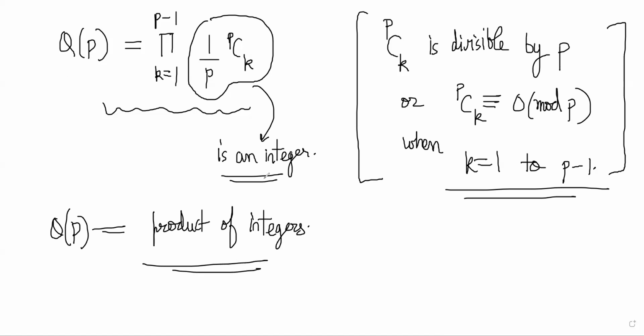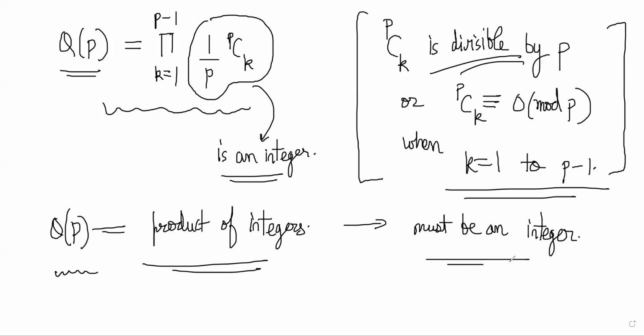We have done the simplification and we got Q over P as a product of PCk by P, and PCk is divisible by P. You can prove that yourself. And you will realize that Q over P is a product of integers, so it must be an integer itself, right? So that concludes our proof.